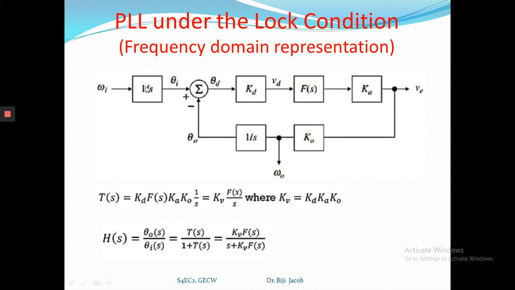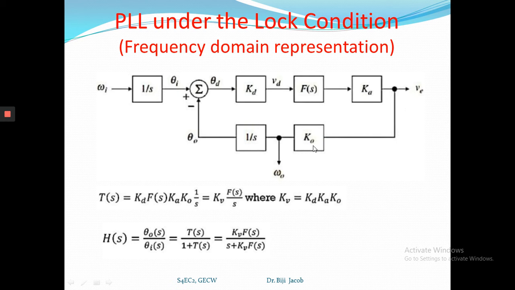Let us consider the PLL under the frequency domain analysis. As I said, frequency is nothing but the rate of change of phase with respect to time. So you have got an input angular frequency omega i. By integrating that, you will be getting the phase. Integration in the frequency domain is nothing but 1 by s. Okay, so this is your VCO.